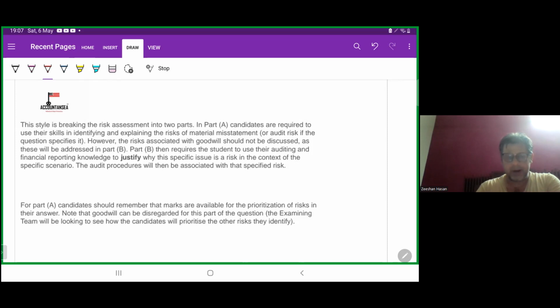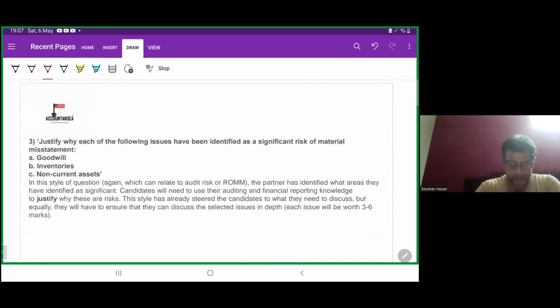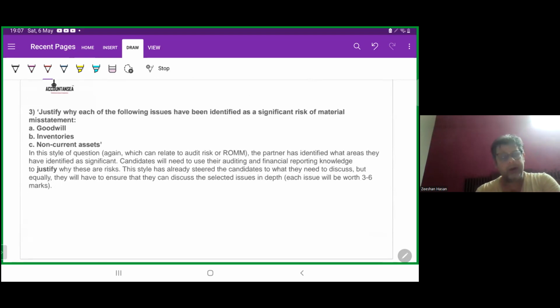For part A, candidates should remember that marks are available for the prioritization of risk in their answer, and that goodwill can be disregarded for this part of the question. The examining team will be looking to see how the candidates prioritize the other risks they identify. Then you have the third type of requirement: justify why each of the following issues has been identified as a significant risk of material misstatement. Goodwill, inventories, and non-current assets.